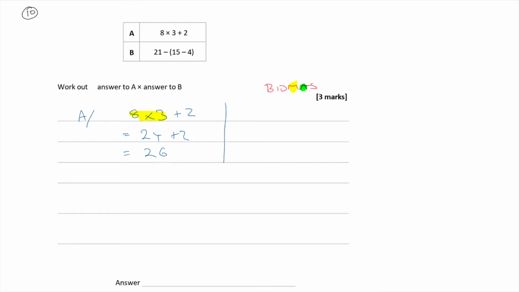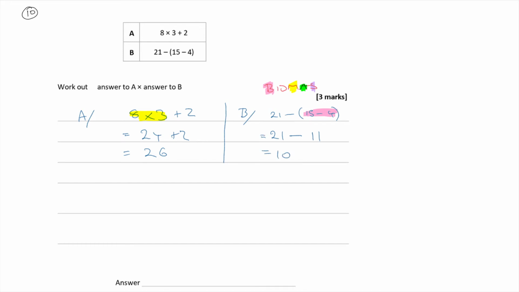What about B? B, that's 21 minus 15 minus 4. Now this time we've got brackets first. We've got to do brackets first, so that's the bit we're going to have to do first here. So 15 minus 4, that's 11, isn't it? So 21 minus 11, and then we can do the subtraction last. So 21 minus 11, that's equal to 10.